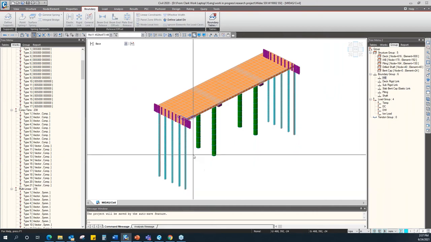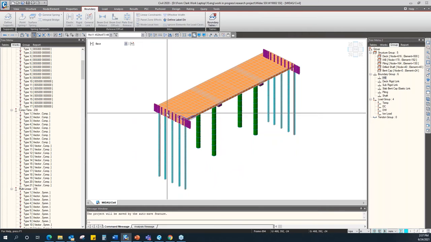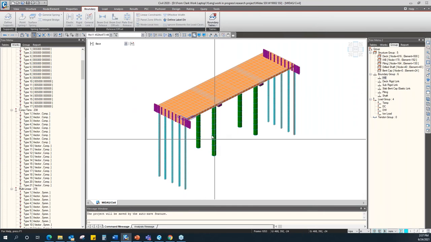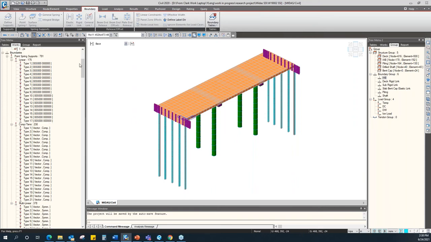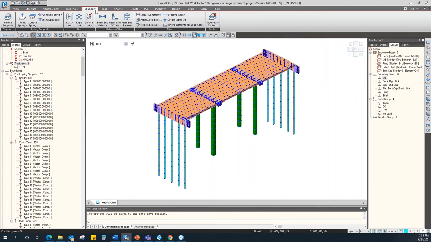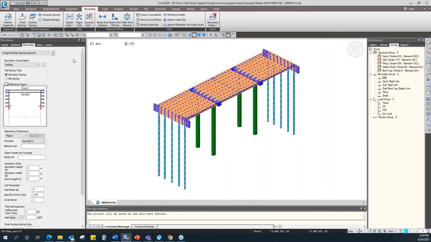And this bridge has an integral abutment, piles and shafts. So I used the soil spring method to define the boundary condition of the abutment, the piles, and the shafts. Specifically, here in the boundary we see this is an integral bridge. By the way, there are different methods to define the soil spring, but I just use this one.